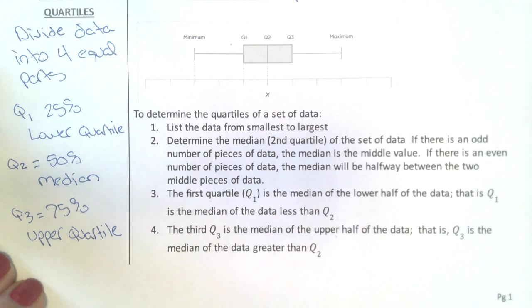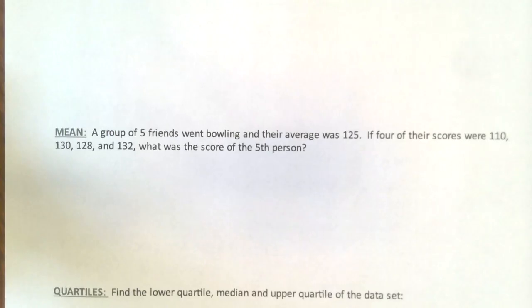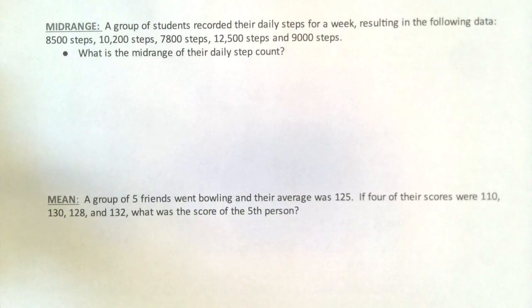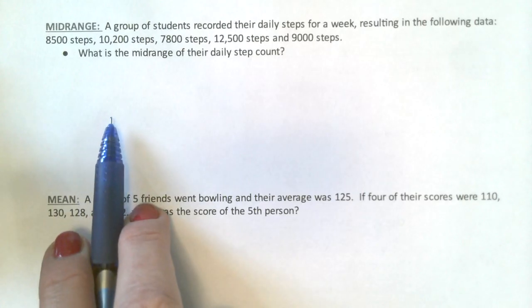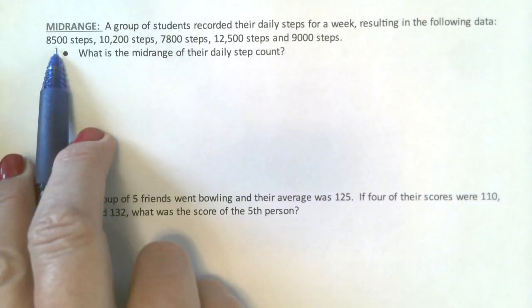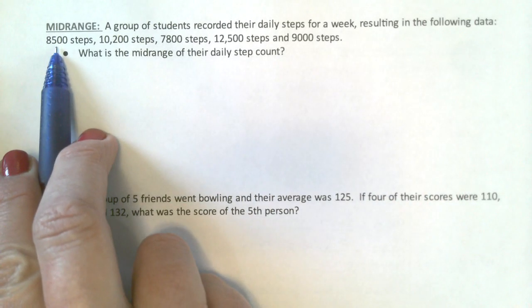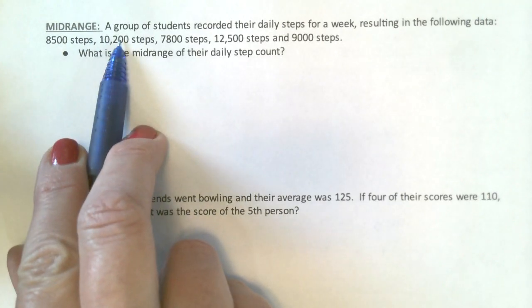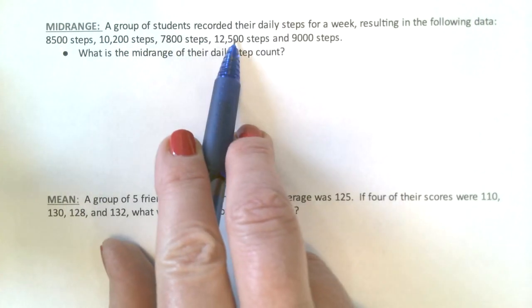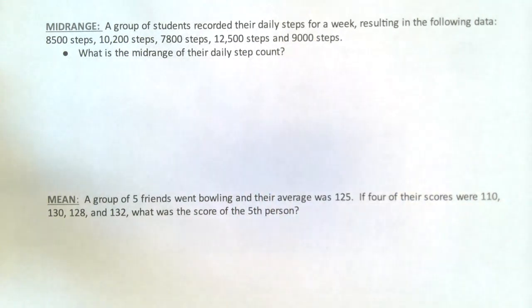All right, so we have all these steps, and let's just get to it. So we have some people who walked, and somebody walked 8,500, 10,200, 7,800, 12,500, and 9,000. What is the mid-range of their daily step count?